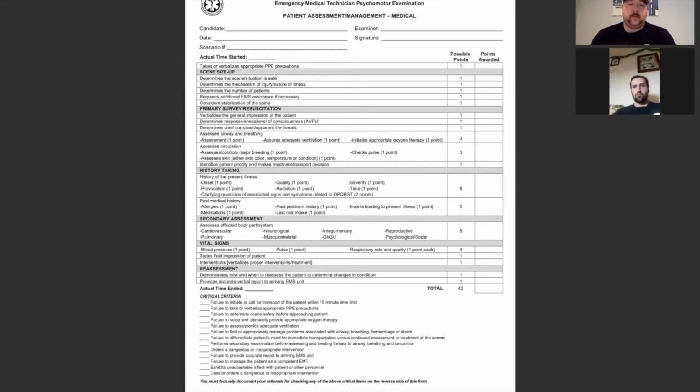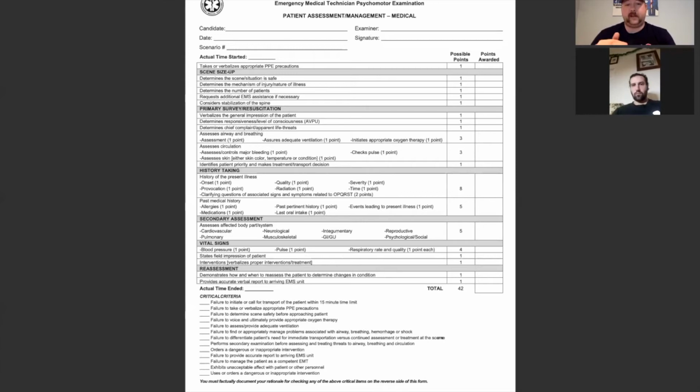So with the secondary assessment, you're going to assess the affected body part or system. We're going to determine that this is cardiovascular. So you might get lung sounds, like I mentioned a little bit ago. You might palpate the area, look for tenderness, any trauma that might be associated with it. So we already got that initial set of vital signs.